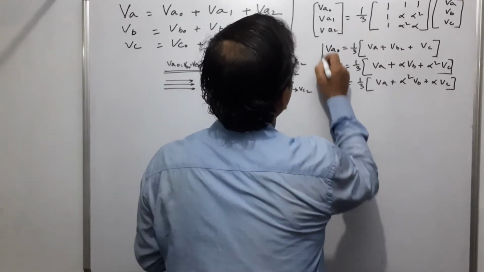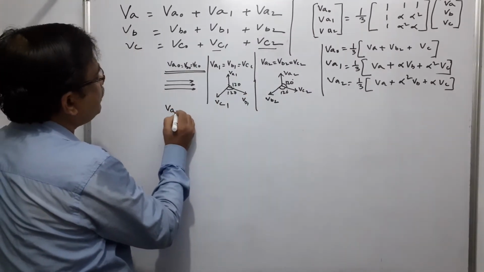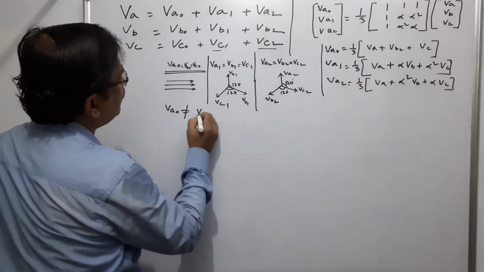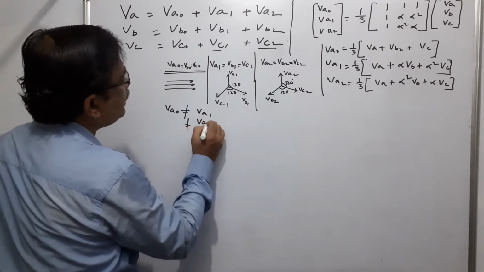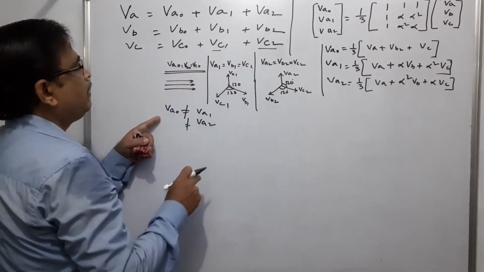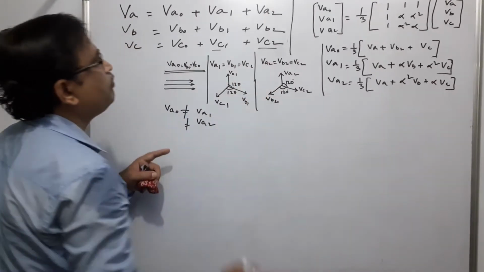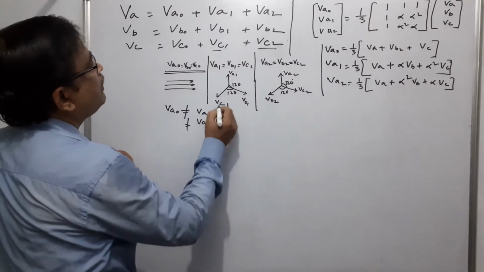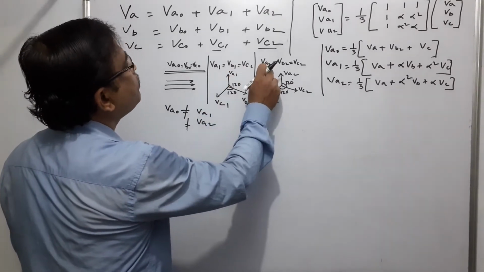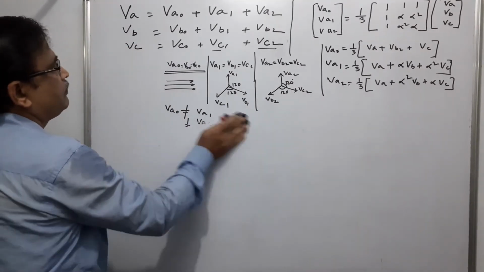So VA, VB, VC can be found out. Here one thing to keep in mind: VA0 is not equal to VA1 or VA2. VA0, VB0 and VC0 are equal, but it has no relation with VA1, VA2 like that. Similarly, we can say VA1 equals VB1 equals VC1, but VA1 is not equal to VA2 or VA0. I think you know that. Okay.